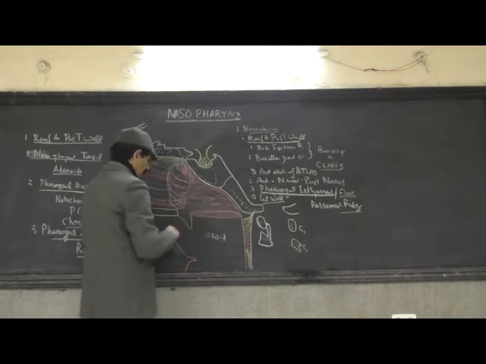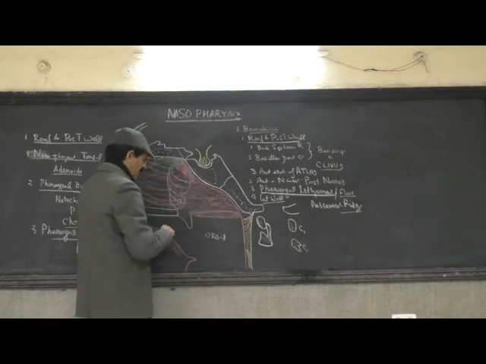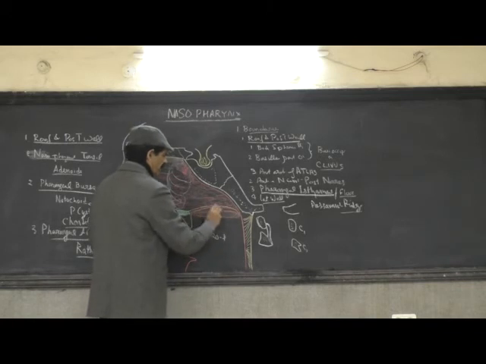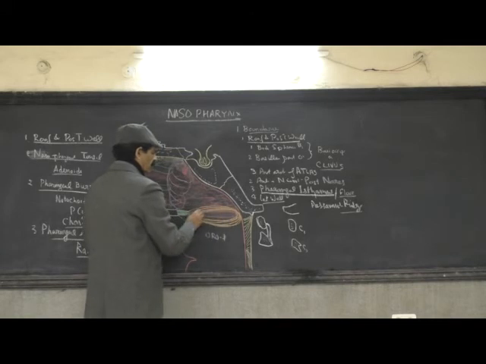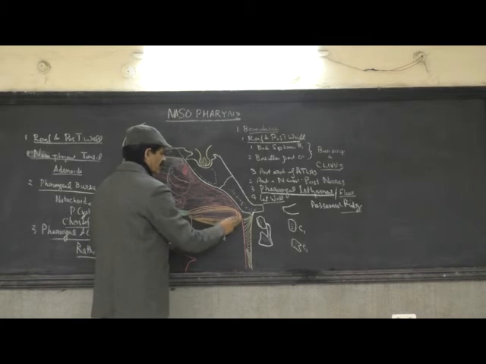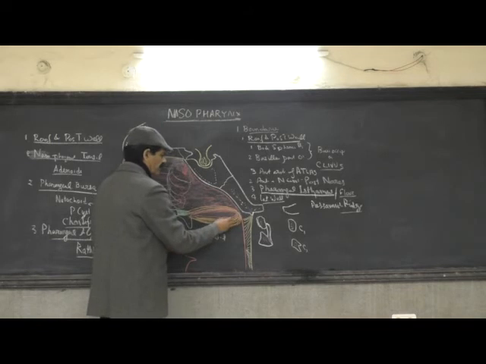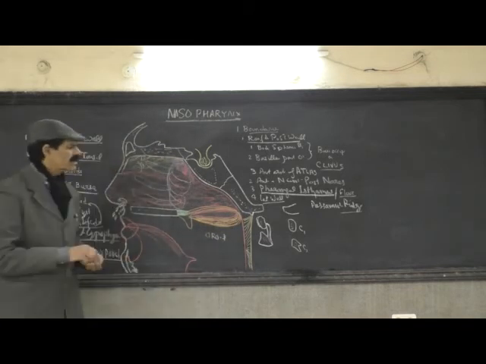Palatopharyngeus muscle takes origin from the palatine aponeurosis, and this muscle goes around in a U-shaped manner at the pharyngeal isthmus. The fold raised in the mucous membrane because of this muscle is called the palatopharyngeal fold. This is the palatopharyngeal fold.